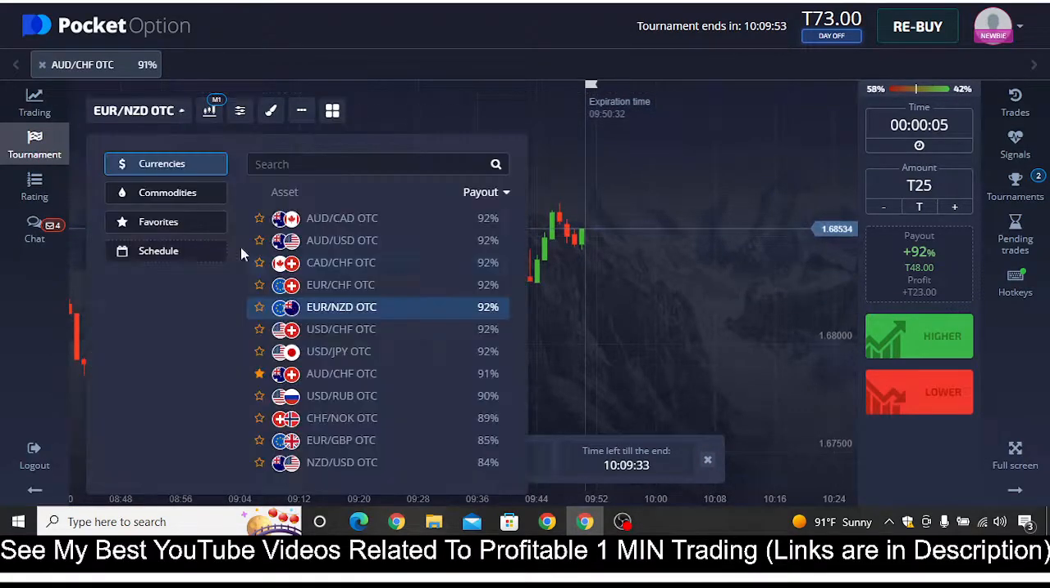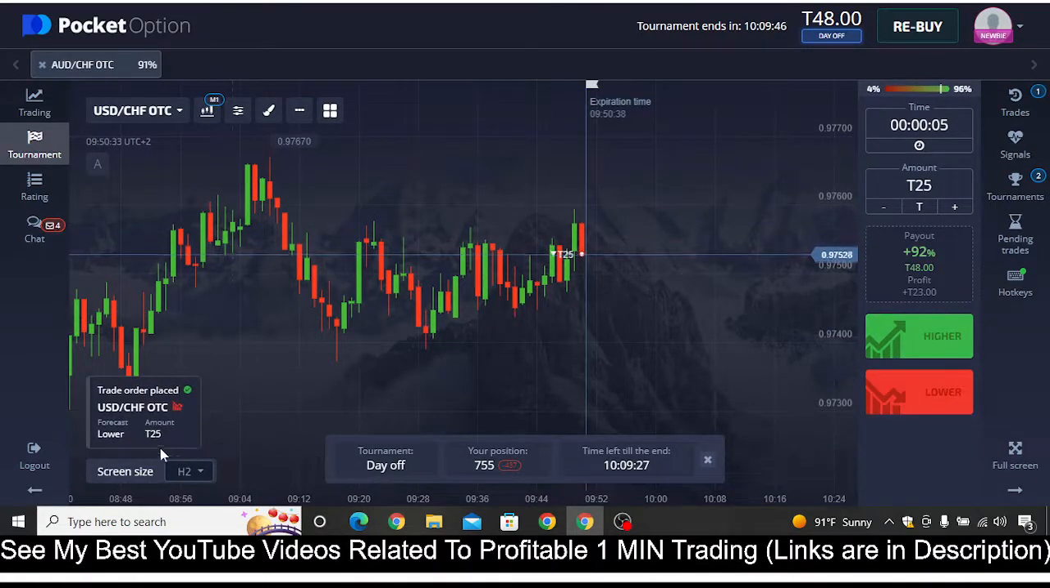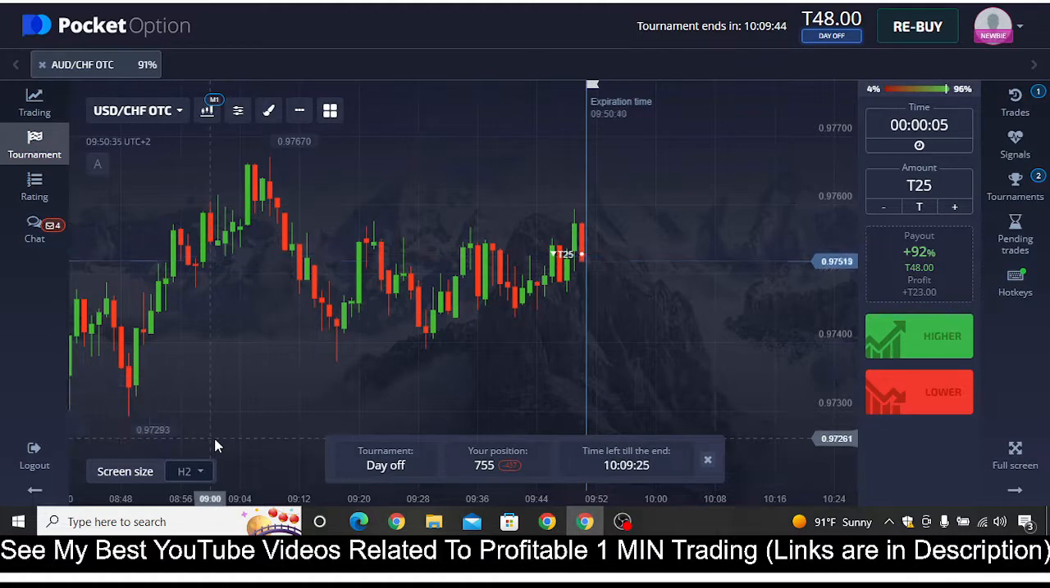This is also a little bit unclear. So let me see. Okay, this is going up, that means we are going to take a lower trade. So we made an investment of $25. Now let's see what happens in this trade. So we made a profit in this trade also.